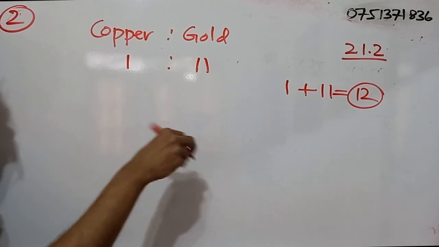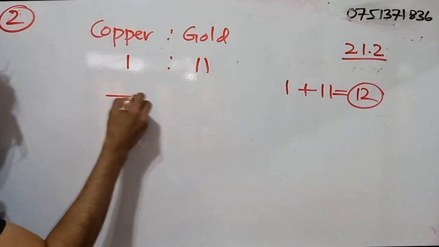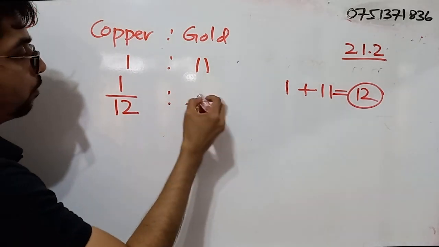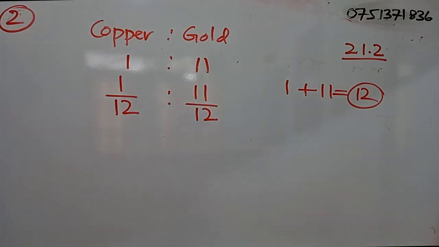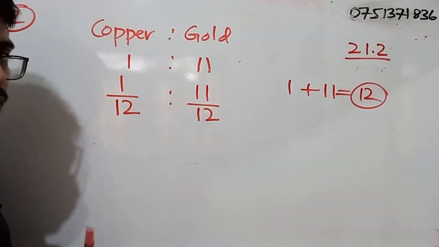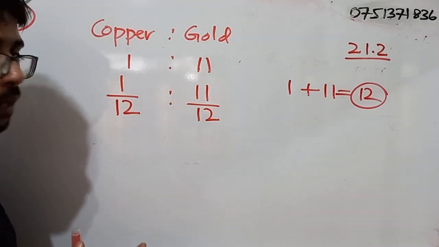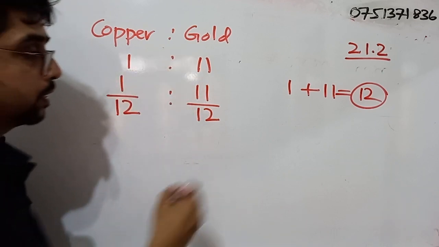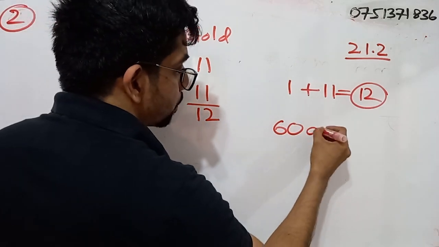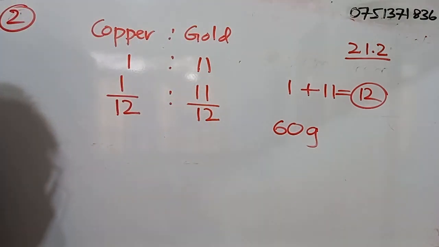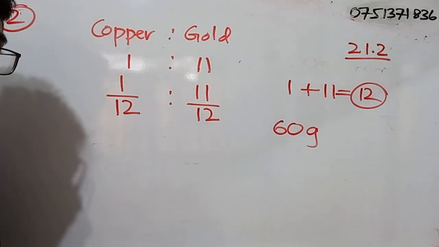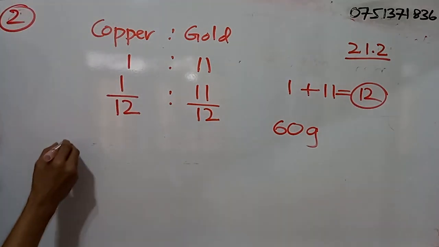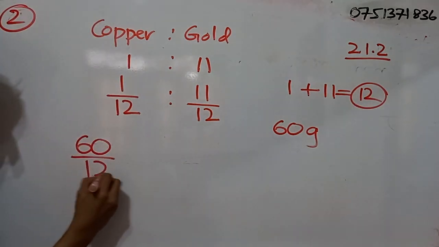So that means out of 12 equal parts, one part is copper, and out of 12 equal parts, 11 parts are gold. Right? So here what do we have to do? We have to calculate the mass of copper and gold of a necklace which has a mass of 60 grams. So here we need to calculate the value of one part. So total number of parts are what? 12. So what is the value of one part? 60. We have to divide it by 12.